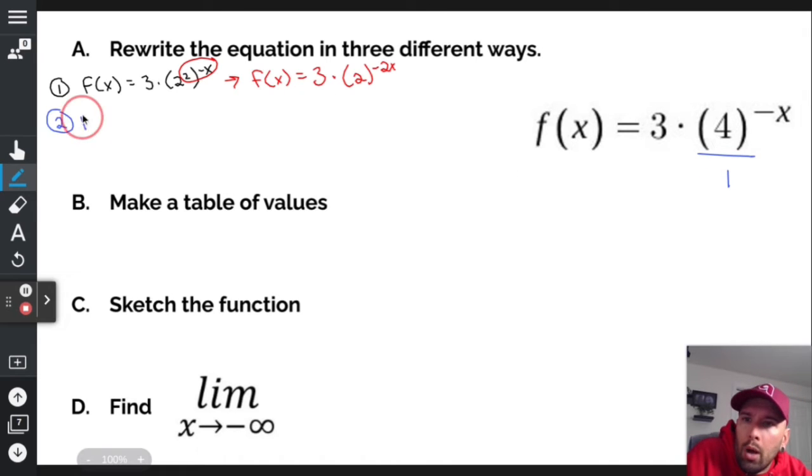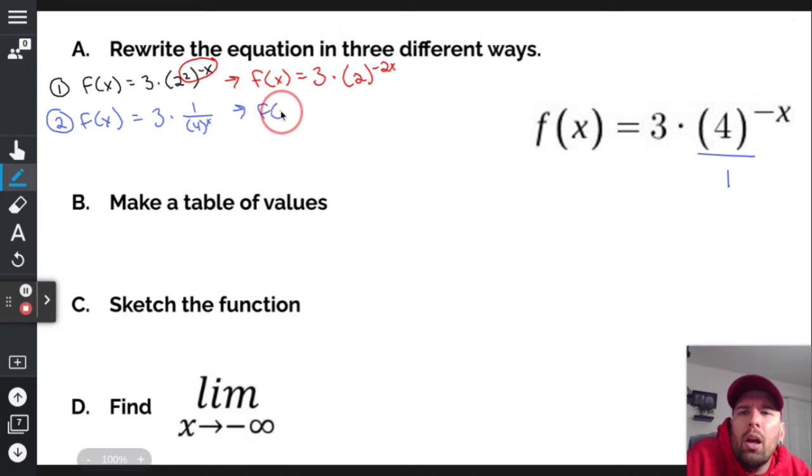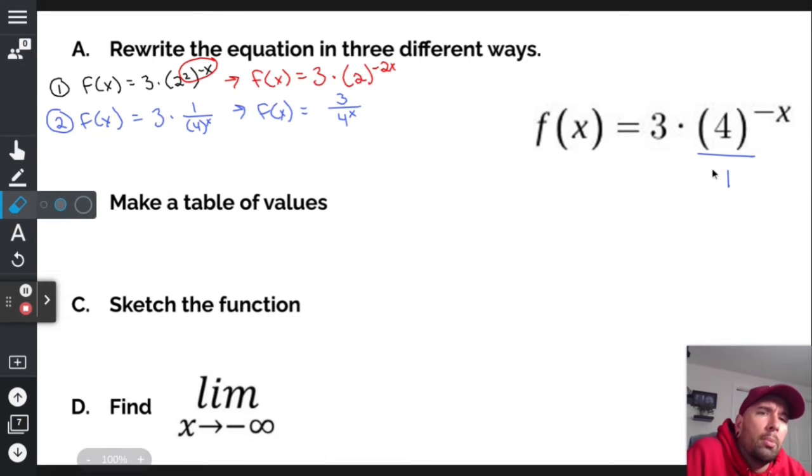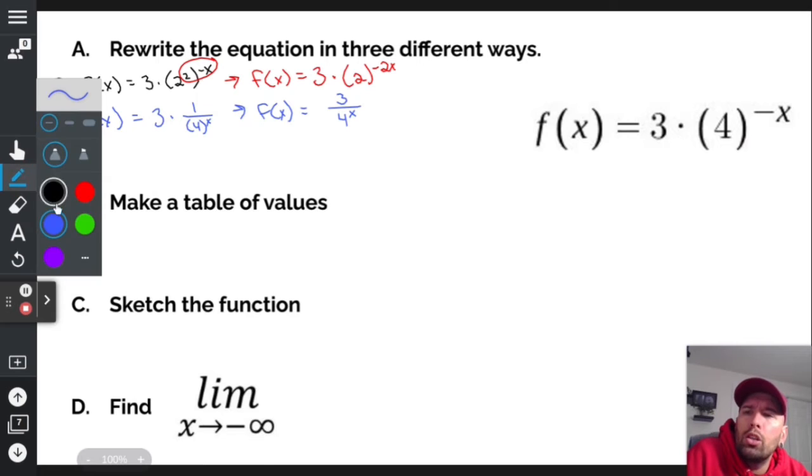So if I wanted to, I can now turn this guy into 3 times, move the whole thing to the other side of the fraction bar and make the exponent positive. So 1 over 4 to the x. And when I put that all together and make it look a little bit prettier, I can do f of x equals 3 over 4 to the x. So that's just another option that I can use. What else?